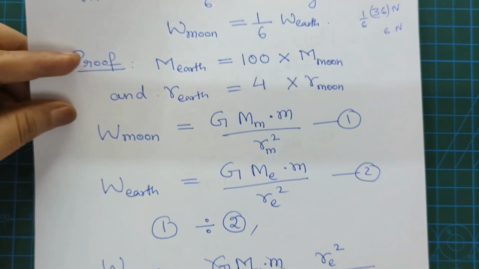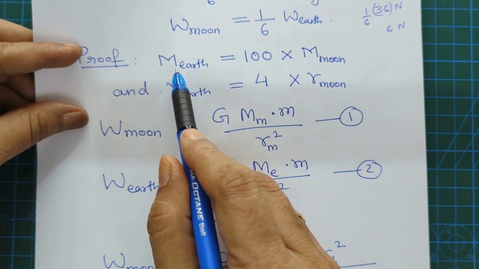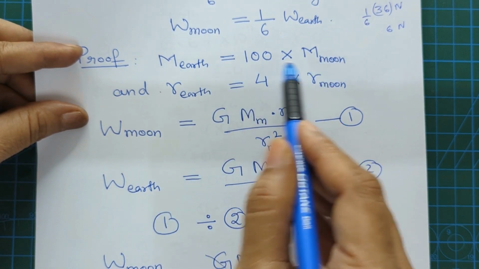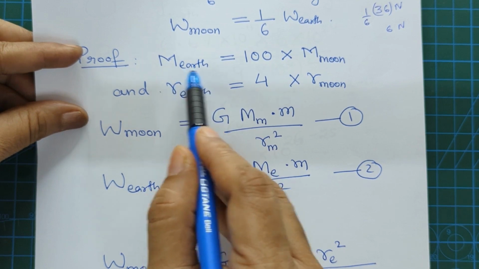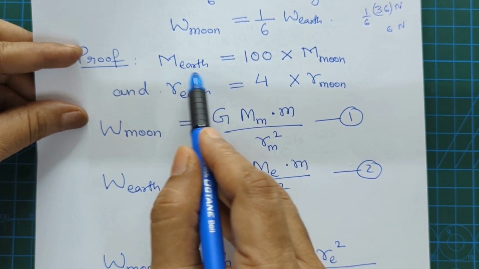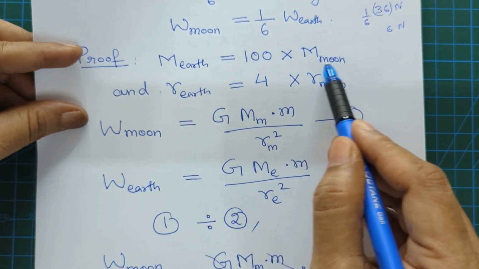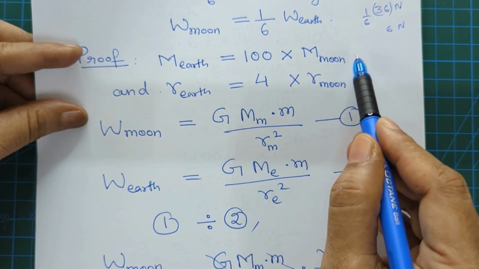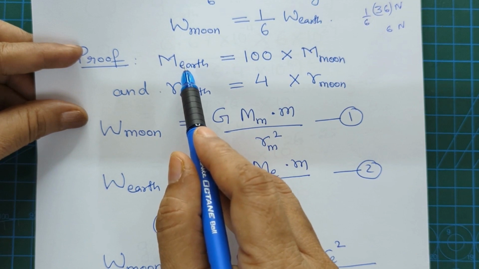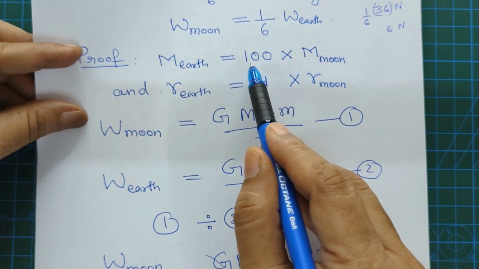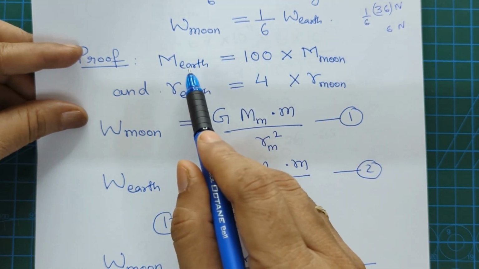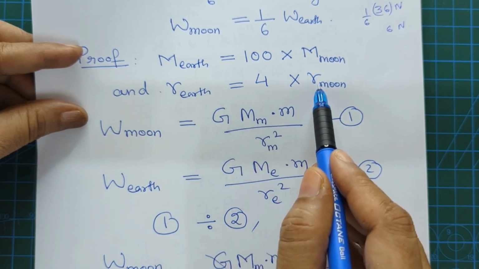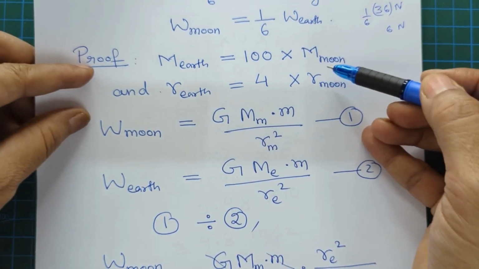For proving this, we should know certain things: the mass of the earth is approximately 100 times the mass of the moon. That is true also. 6 into 10 to the power 24 kilograms is the mass of the earth. 7.4 into 10 to the power 22 kilograms is the mass of the moon. So between 10 to the power 22 and 10 to the power 24, 100 times the mass of the moon is the mass of the earth. Also, we should know that the radius of the earth is 4 times the radius of the moon. This much data is wanted.